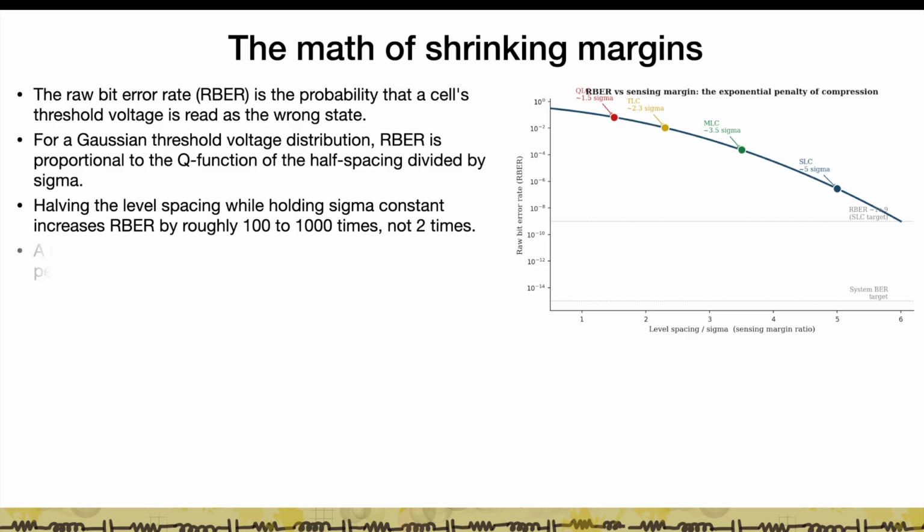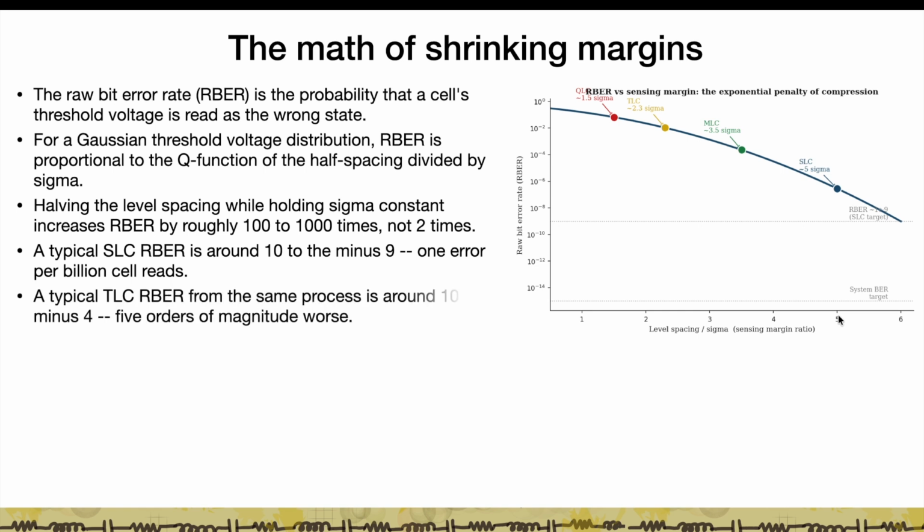Now the curve here shows the raw bit error rate on a logarithmic scale as a function of the level spacing measured in units of sigma, the sensing margin ratio. So when the spacing is 5 sigma, the RBER is around 10 to the minus 9. That's roughly 1 bit error per billion cell reads. Excellent. You can run a flash array for years without errors reaching the host.